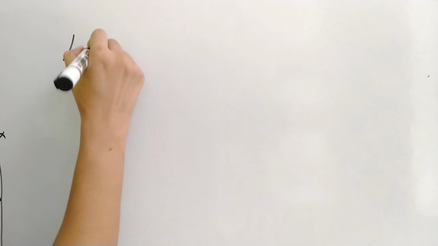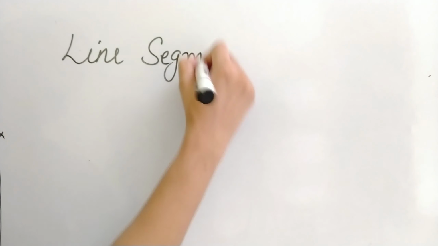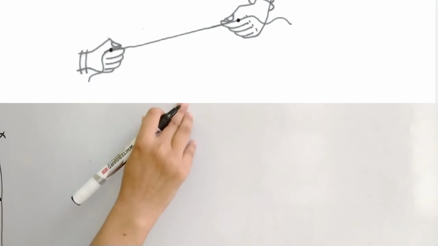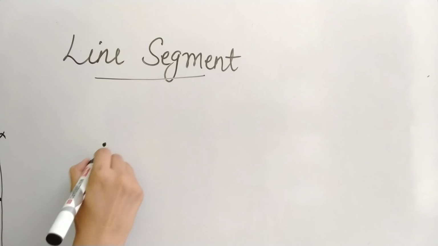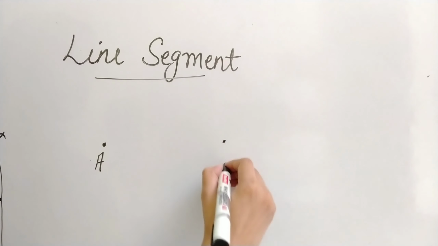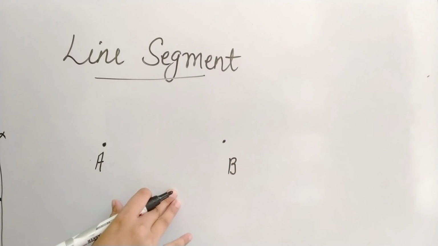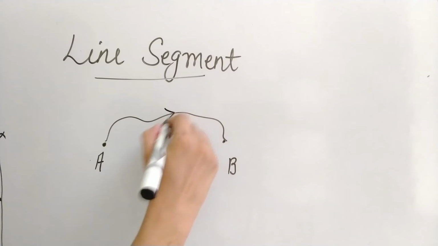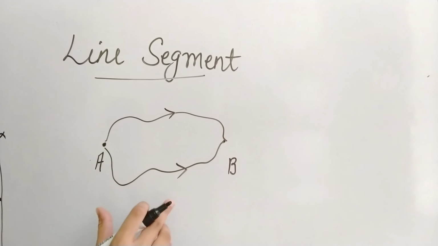Now the next term is line segment. What does line segment mean? Right now we have learned about points. Say one point is A and a second point is B. How many paths can you have to reach from A to B? You can reach like this. You can also reach like this. So these are different paths.